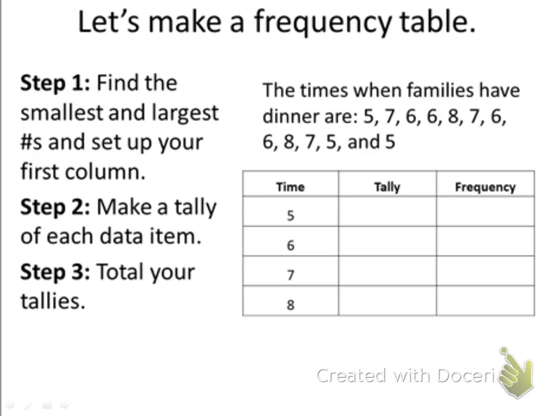We need to organize this data so it's easy for us to interpret. So we're going to use our frequency table. We need the smallest and the largest numbers in our data set. Well, our smallest number is 5, and our largest number is 8. So what I do over here is I would start at our smallest number, which is 5, and then I go up by 1 until I reach our largest number, which is 8. That's how I fill in the first section of our table.